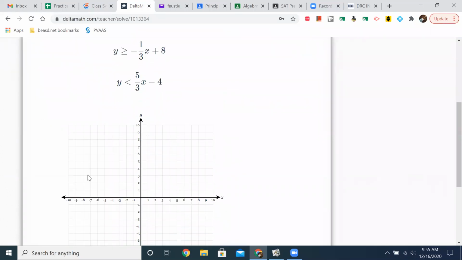All right, so first line, y-intercept is +8. Slope is -1/3, so that means rise 1, run 3, and it needs to look negative because my slope is negative, so that's sloping downward, so that looks good.